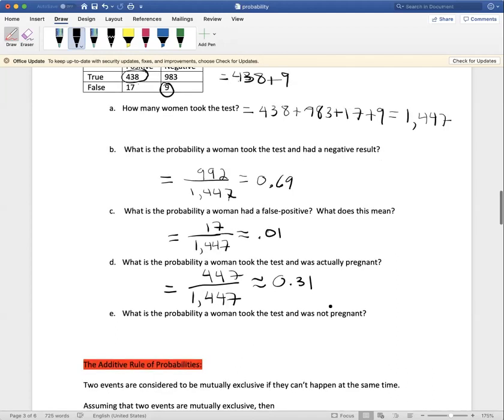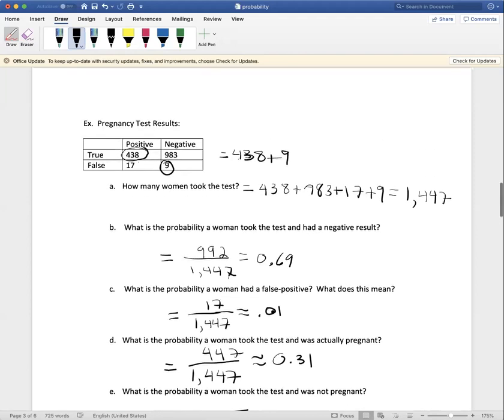And let's take a look at the last example for this video. What's the probability a woman took the test and was not pregnant? Okay, so a woman took the test and was not pregnant. Let's go back up here and look at the not pregnant ones. Who was not pregnant? Well, we know that these 2 were pregnant, but let's make sure that you understand why these other groups are not pregnant.